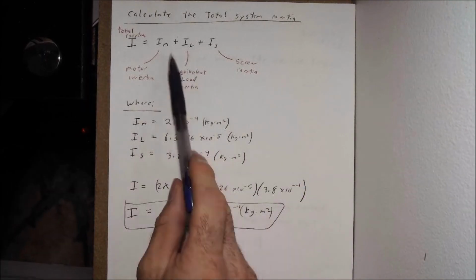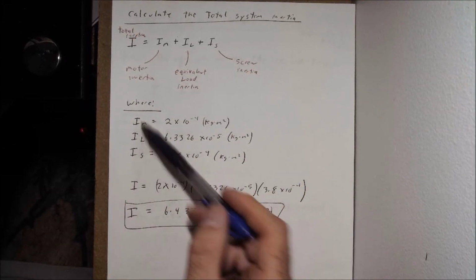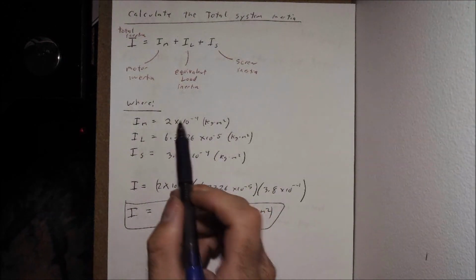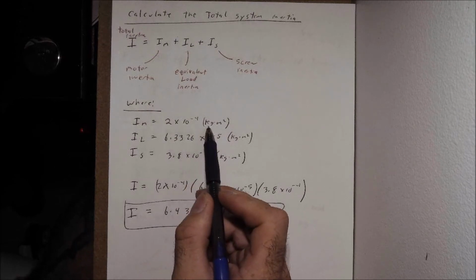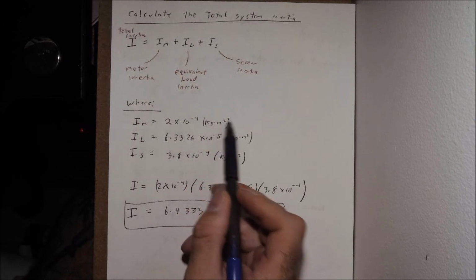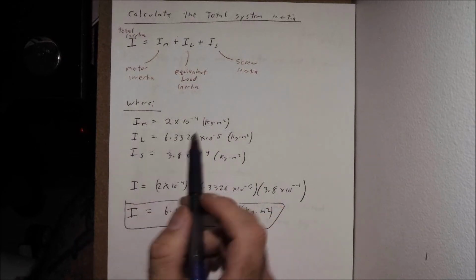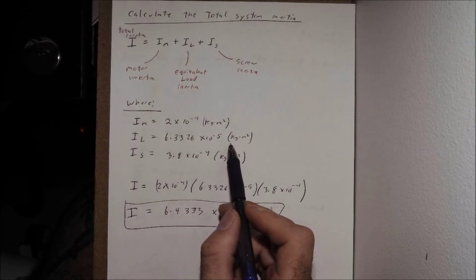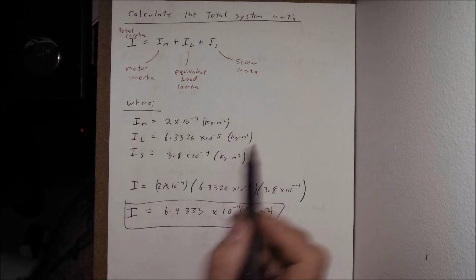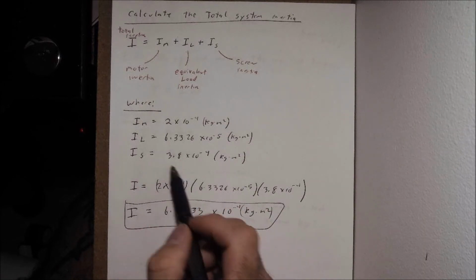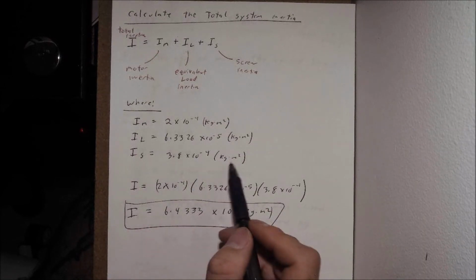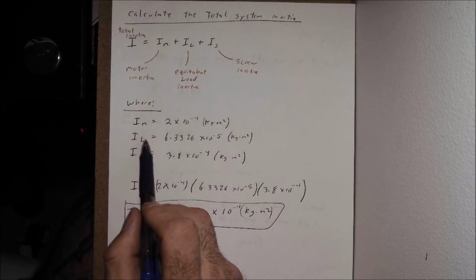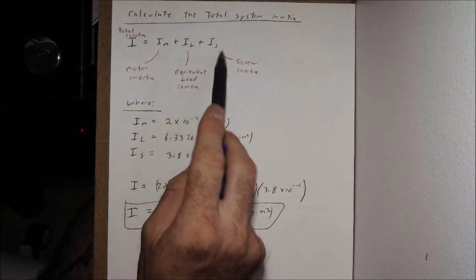Now, for each of these individual components, I've already calculated my I sub m, my I sub L, my I sub S. My I sub m I found to be 2 times 10 to the negative 4th units of kilograms times meters squared. Units check. I sub L, 6.3326 times 10 to the negative 5th units of kilograms times meters squared again. Check. And our I sub S for the screw inertia, 3.8 times 10 to the negative 4th kilograms times meters squared.